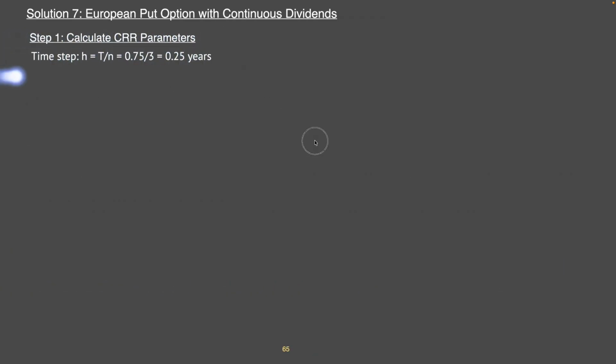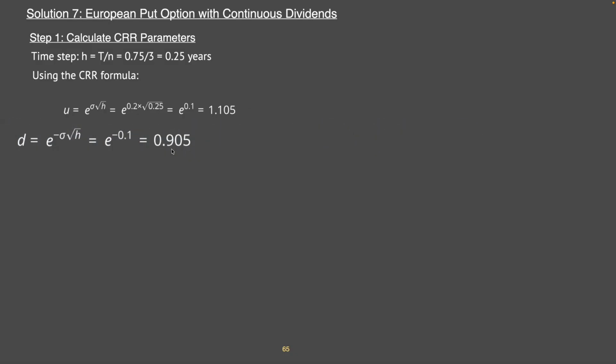So now we will calculate the CRR parameter. What is the time step h, which is equal to capital T by small n, which is 0.75 divided by 3, which is equal to 0.25 years. So using the CRR formula, what is the formula for u? That is the up move, e to the power of sigma into square root of small h, which is e to the power of 0.2 into square root of 0.25. So the value of the up move comes to 1.105, and the value of the down move as per the CRR formula is e to the power of minus sigma into square root of h, which is equal to 0.905.